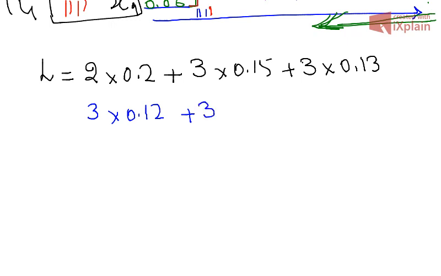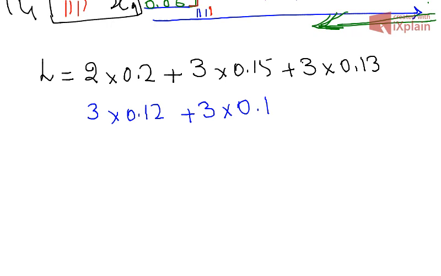All these are 3-bit codes. So from x1, x2, x3, x4 and x5 up to x5. So x2, x3, x4 and x5 are 3-bit code words. So we are using 3 bits, 3 multiplied by its probability, since they are 3-bit code words.